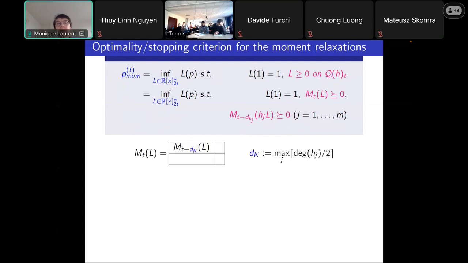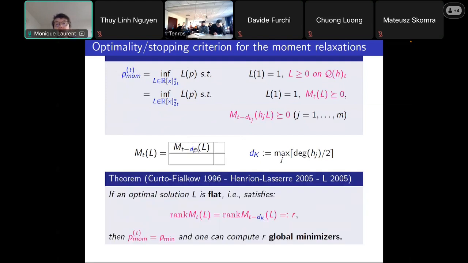But okay, let's now see why this is useful. And it's useful for the following reason. Let's call this parameter d_k the largest half degree of the constraints. If we look at the submatrix of the moment matrix indexed by monomials up to degree t minus d_k, we get a principal submatrix, which is shown here. And there is this result which gives a sufficient condition for optimality of the moment bound. So it gives a stopping criterion.